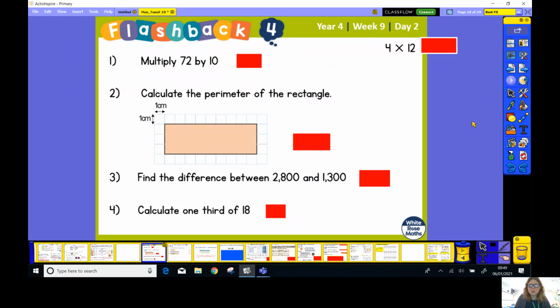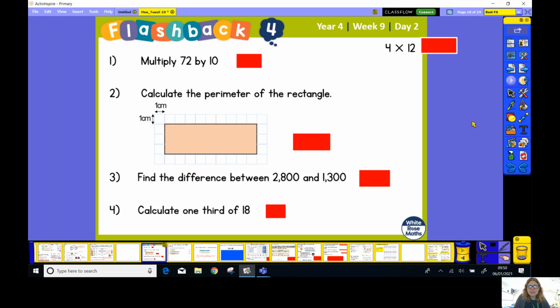Okay, so we're going to start off as normal with our Flashback 4. You could perhaps do this at the back of your maths book. So the first question says multiply 72 by 10. And that should be quite straightforward because we were doing that yesterday, weren't we?